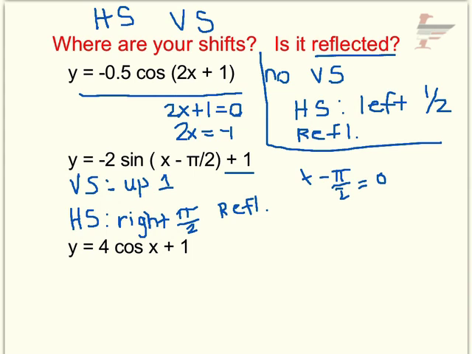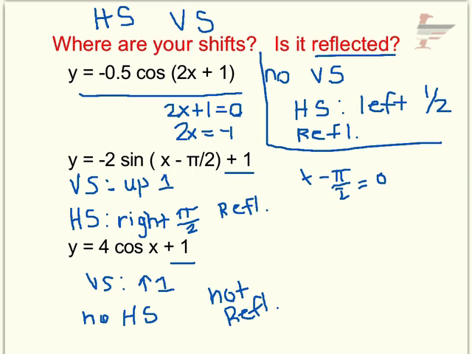And the last one, you have a +1, so you're going to have a vertical shift, again, up 1. And there's no parentheses whatsoever, so you have no horizontal shift. And the number in front of the cosine is positive, so you are not reflected. And that's that.